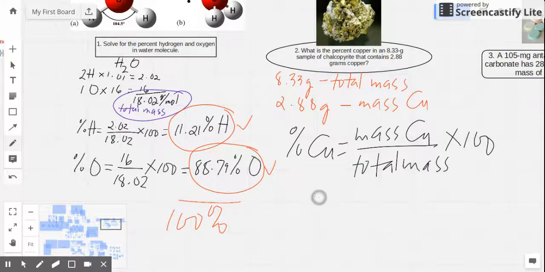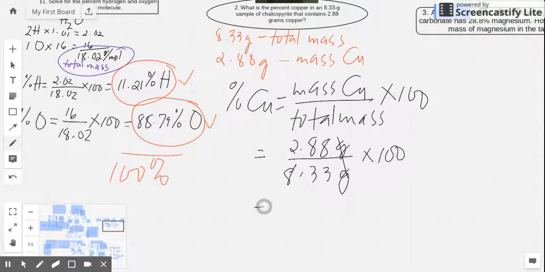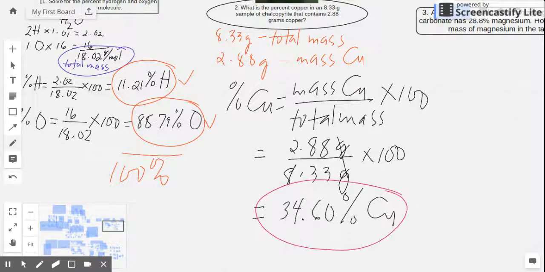This is the same expression. Then substituting it, it's going to be 2.88 grams divided by 8.33 grams, in which your grams will just cancel out, and then multiply it by 100. So in this case, you will get 2.88 divided by 8.33. In two decimal places, you get 34.60% of copper. So this is the percentage of copper in your 8.33 gram sample of your mineral chalcopyrite.